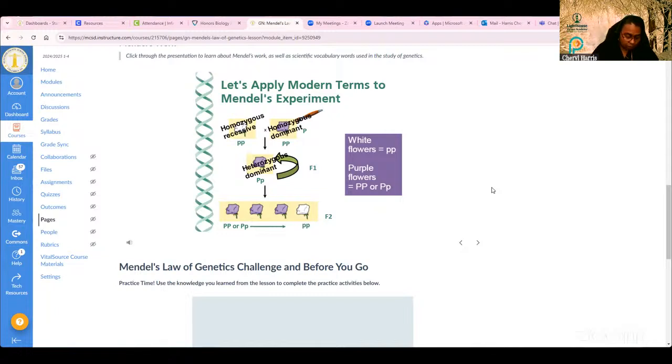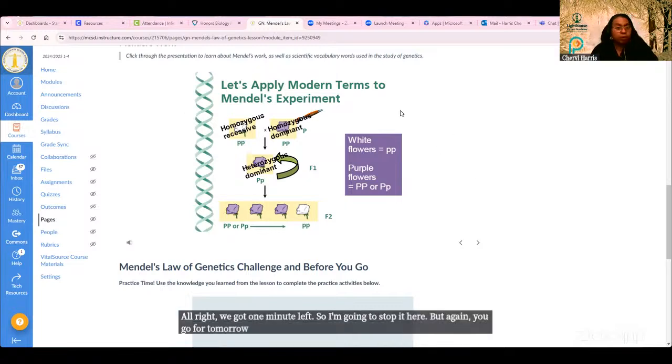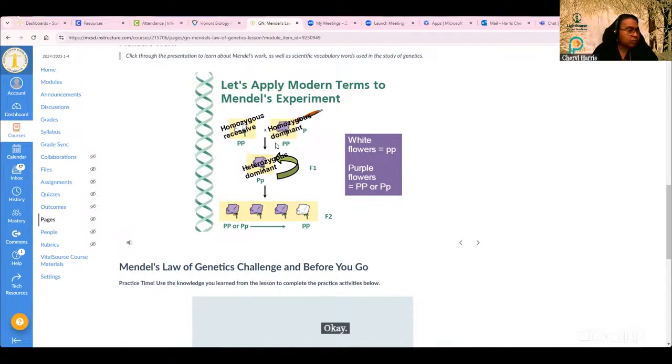All right, we got 1 minute left, so I'm going to stop it here. But again, for tomorrow, we're going to spend time going back over this particular section because a lot of this information is necessary to understand before we do any activity. Okay. All right, any questions? Any questions?